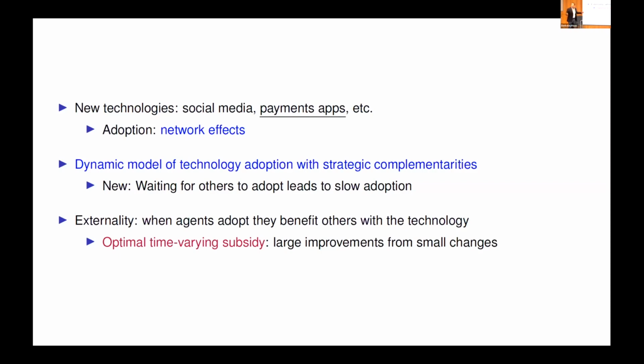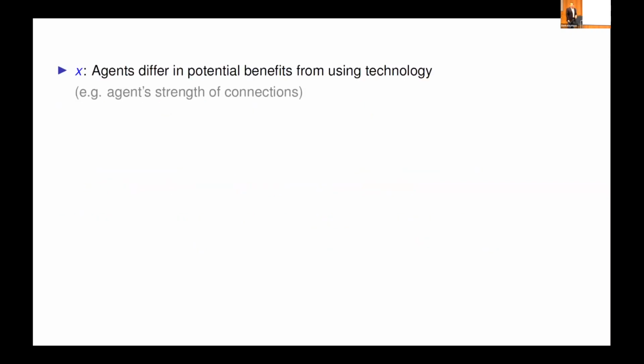Now, I'm not going to go over all the details of the model. I have two equations I want to show you. Let me just define three objects for this talk. X is going to denote the benefits of adopting this technology. So it could be that you go to Starbucks and you really want to use Venmo. Okay, you have high X. Or it could be that you have really close friends, so you have high X. So this is your idiosyncratic benefits of having this technology.